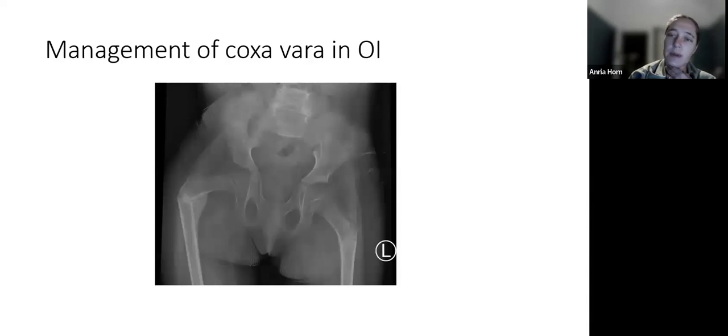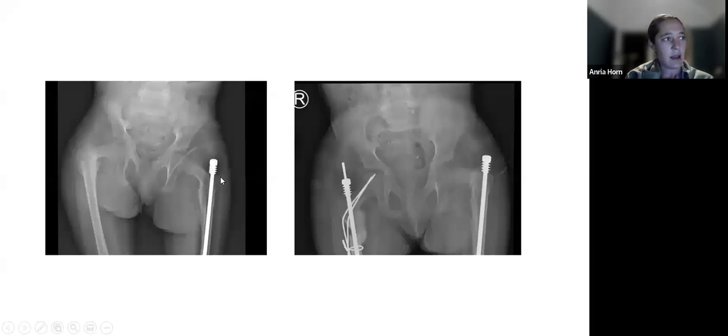And then there's an important concept here, which is the management of coxa vera in OI. This is very difficult, and I only learned about this a little bit later in my career. But they all get this coxa vera. They get stress fractures at the neck shaft junction and slow deformities. You can see the stress fracture going on there already, but there she's broken.